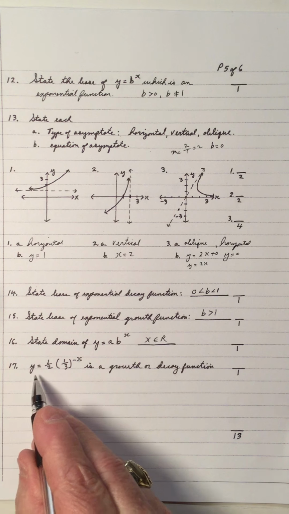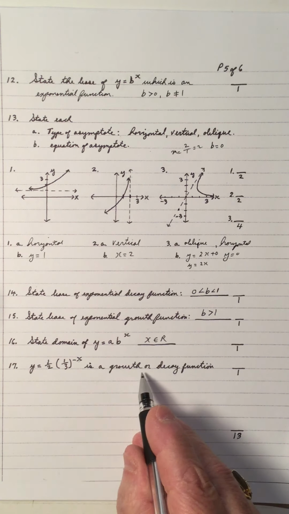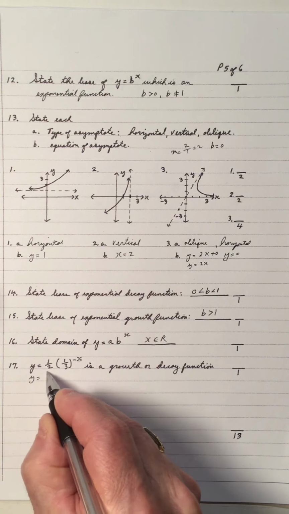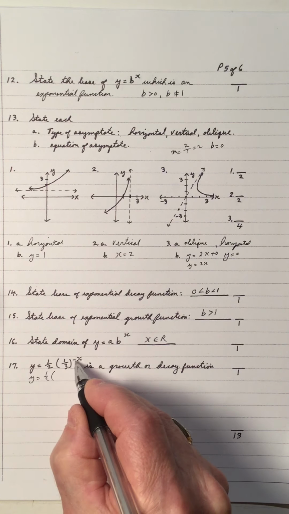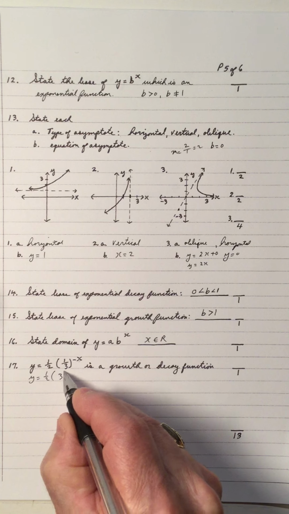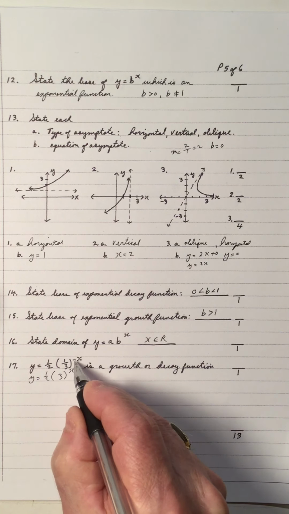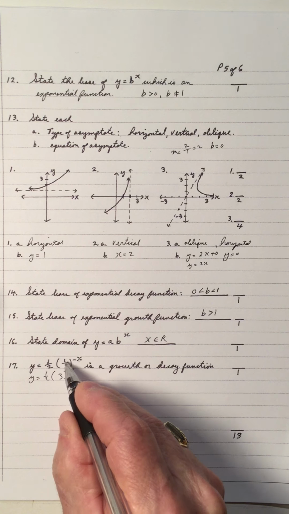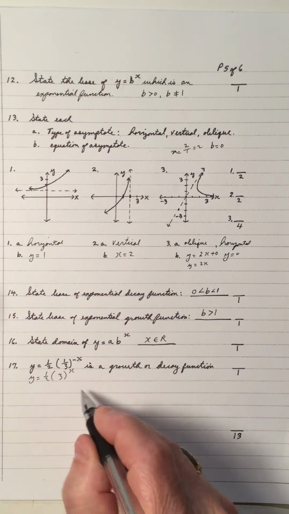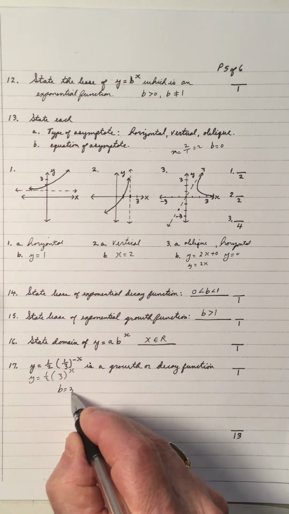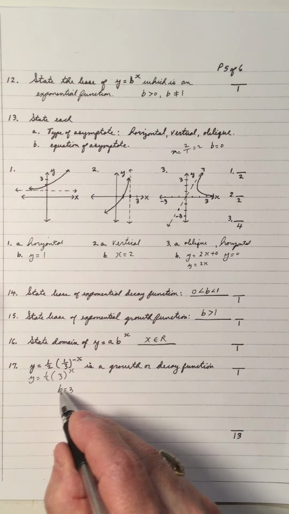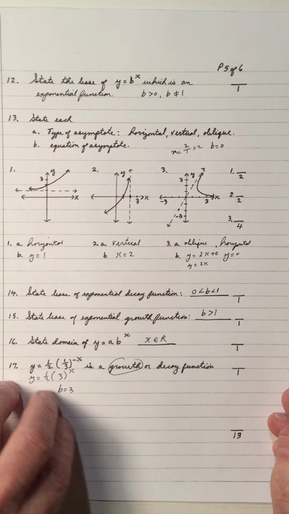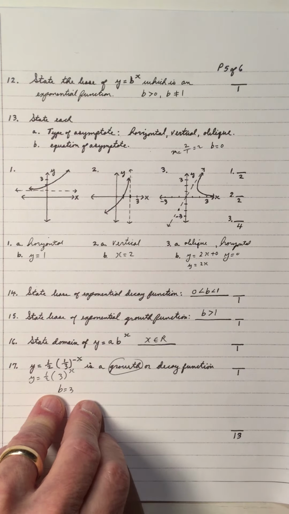And number 17, does this equation represent a growth or a decay? Well, we have a negative x, so let's remove the negative x. The negative flips the fraction to its reciprocal, so the reciprocal of 1/3 is 3, and the exponent becomes positive. Now the base is 3, which is greater than 1, so we have a growth curve. Give yourself a mark. 13 for that page.